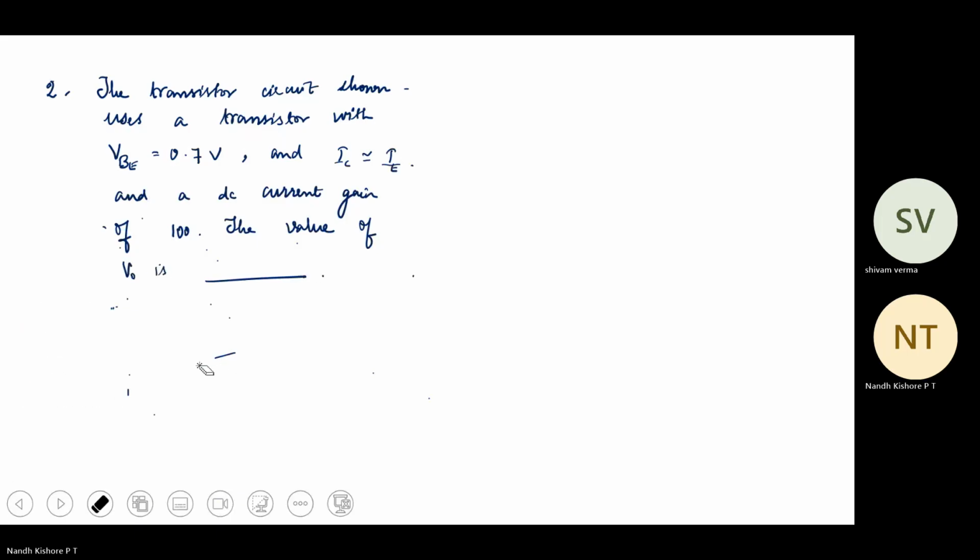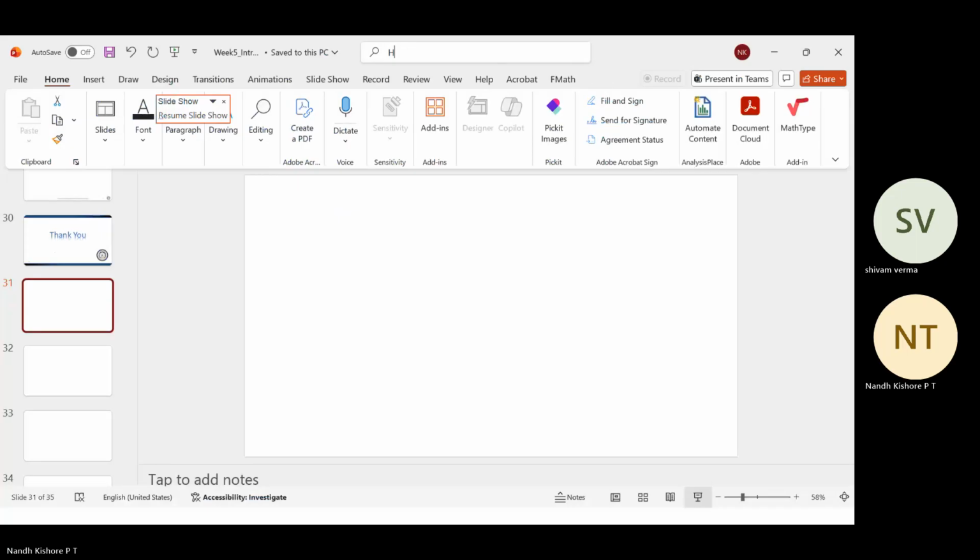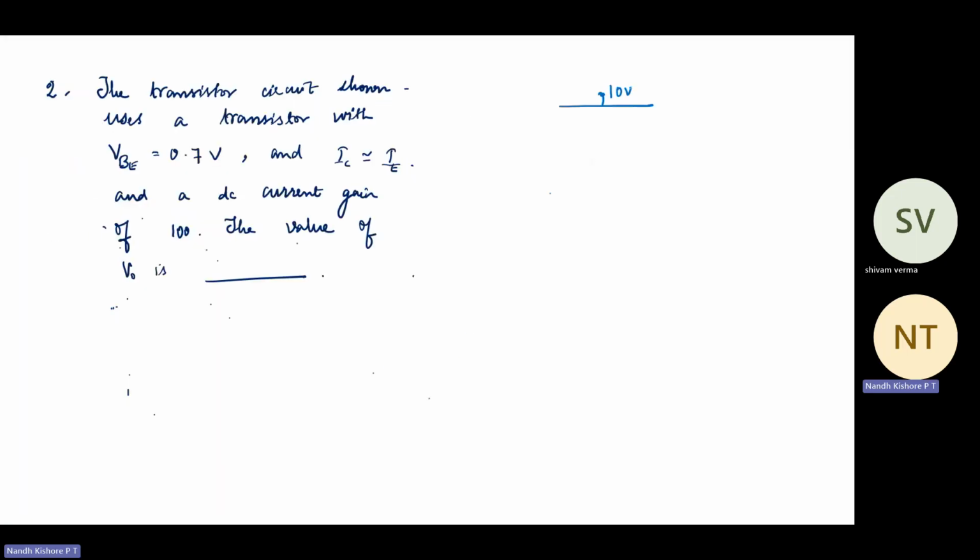Okay. So the circuit is something like this. So you are having 10 volts over here. And you are having a resistor.